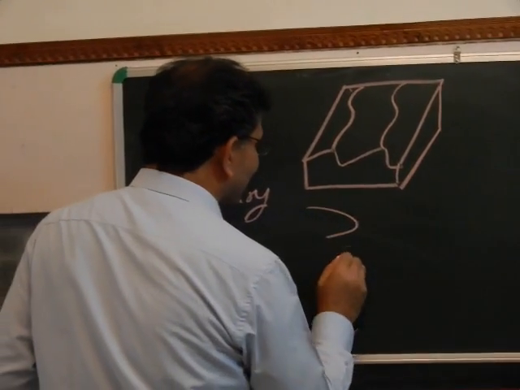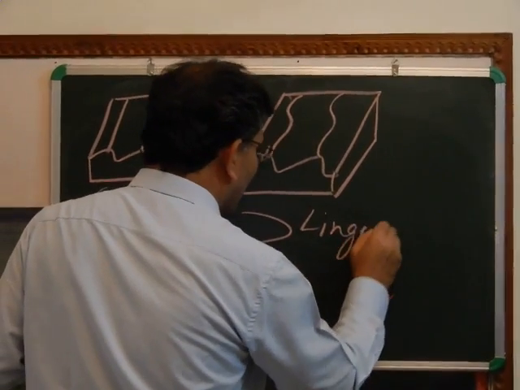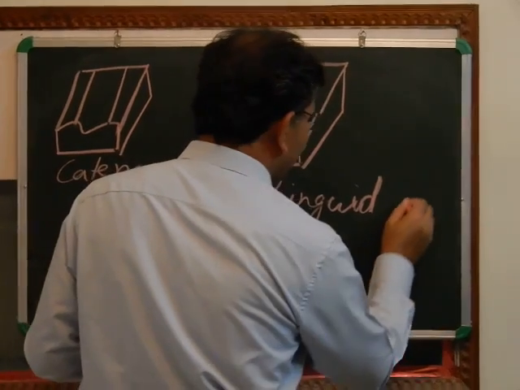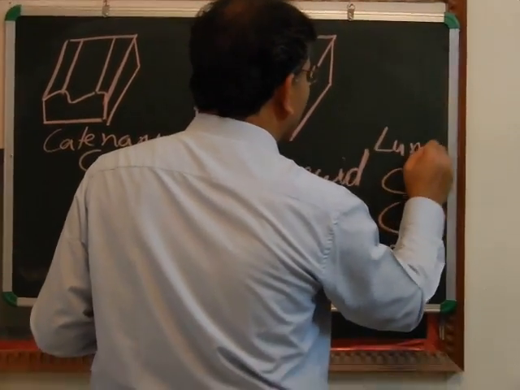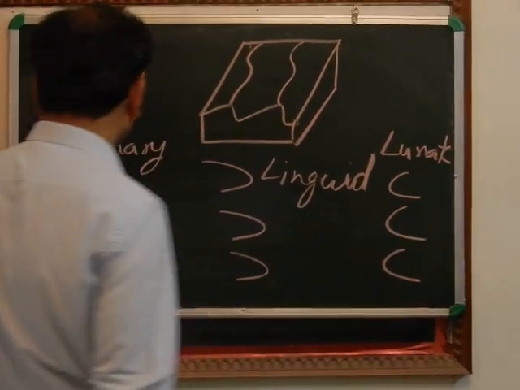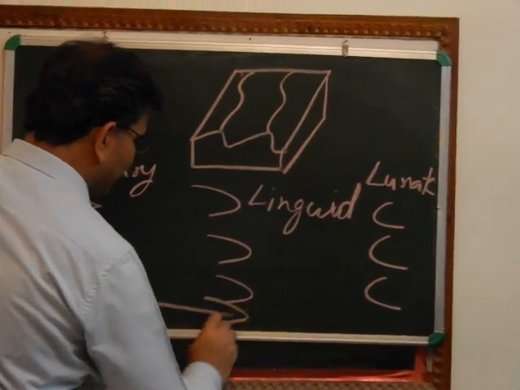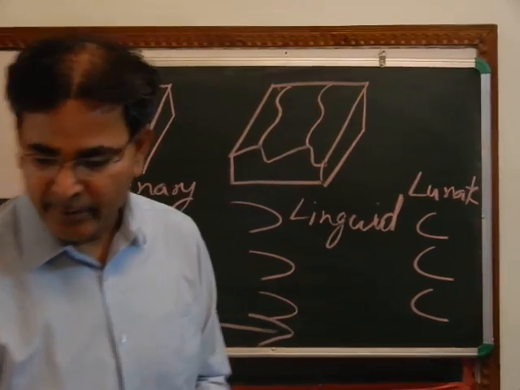If the crest is like this, it is known as linguoid. And if it is like this, then this is known as lunate. And in all these, this is the direction of the movement of the current, the catenary, linguoid and lunate.